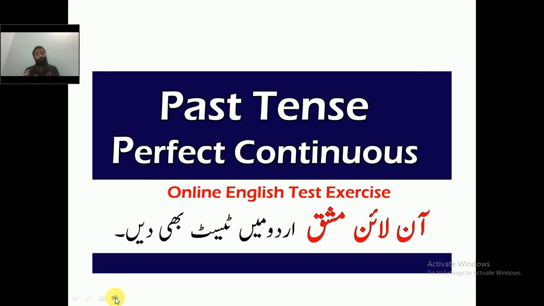Can you go through it once again? Go through the usages and understand it clearly. Now come to the last part of the past tense, that is past perfect continuous tense. Where do we use the past perfect continuous tense? Let's go to the first usage of it.